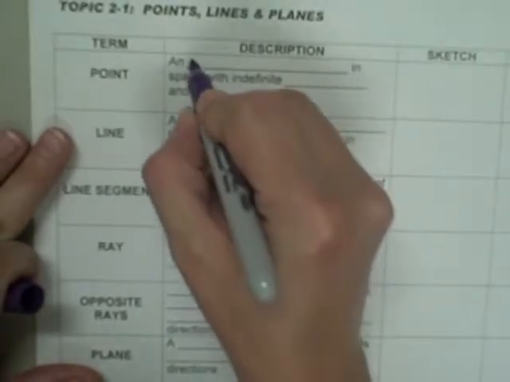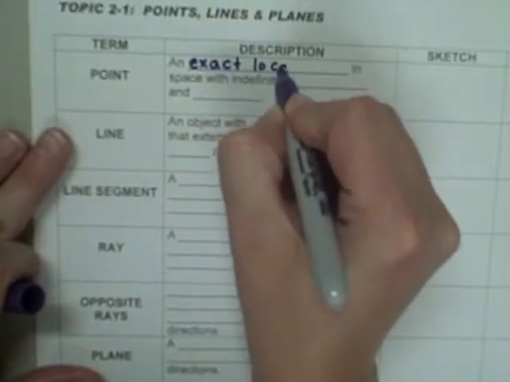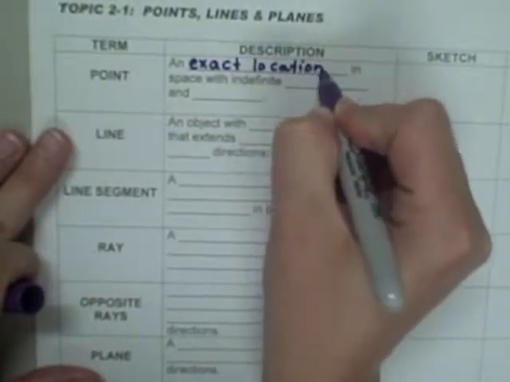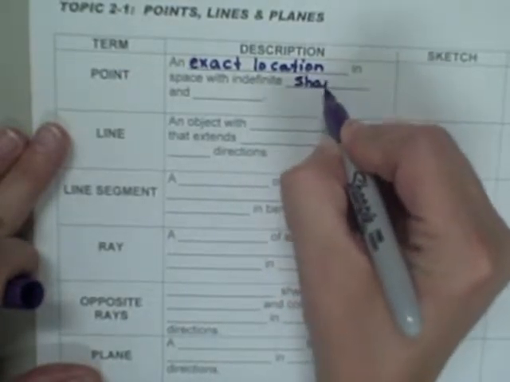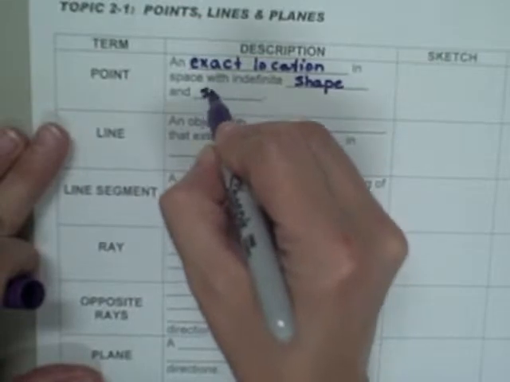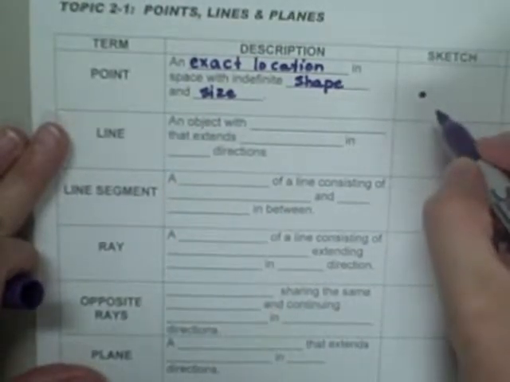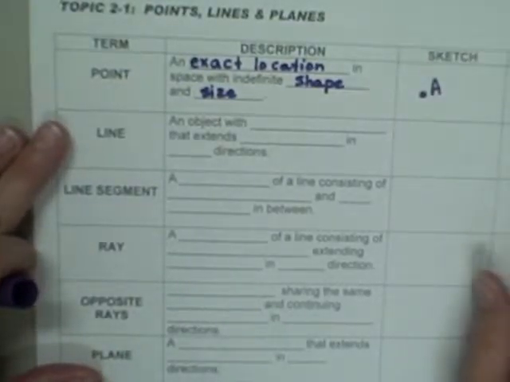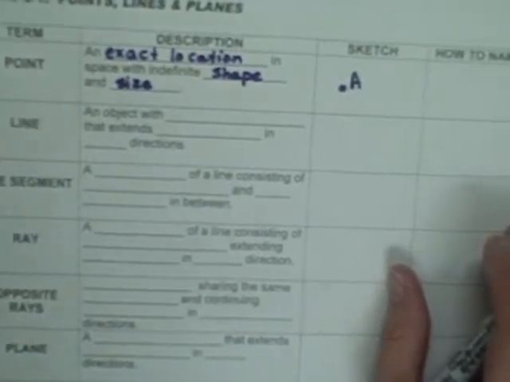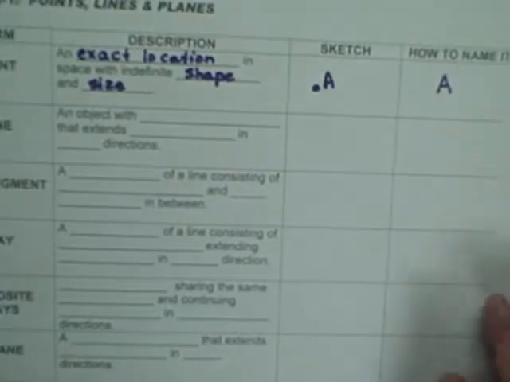The first one, a point. We want to think of a point as an exact location somewhere in space, that has an indefinite shape and an indefinite size. As you might guess, we would simply put a point and then put a capital letter beside that point for its name. So we would name it simply with a capital letter.